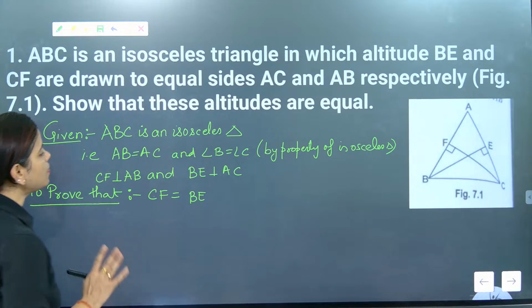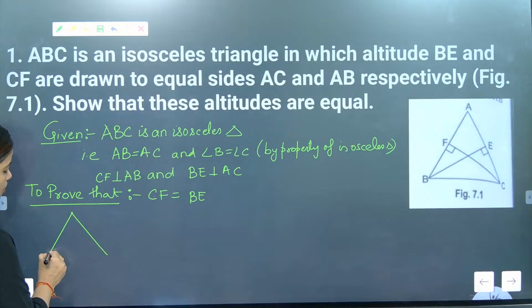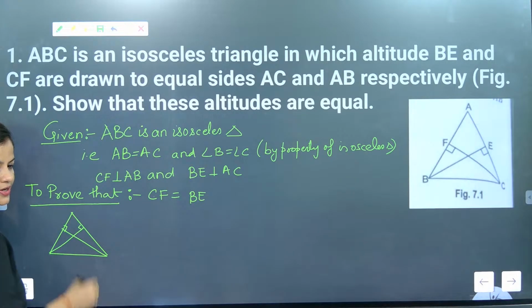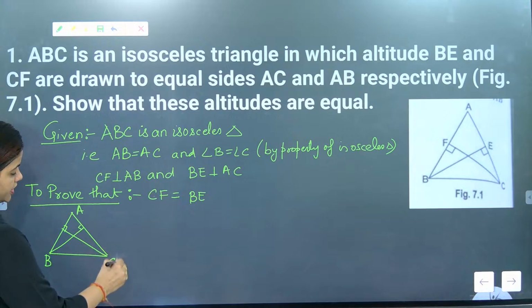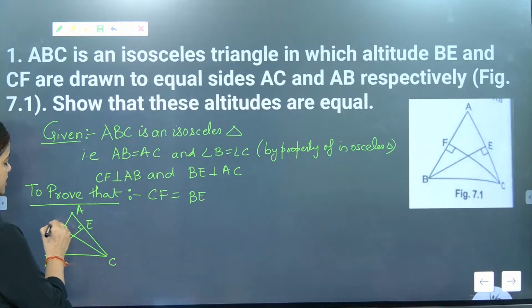Done? Now beta, what should be our next strategy? We will take the triangle here and now we will do the operation of the triangle. This is one altitude, correct? This is another altitude, correct? This is A, B, C. This is E and this is F.